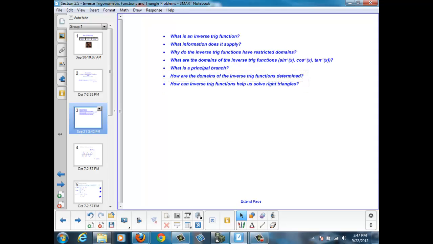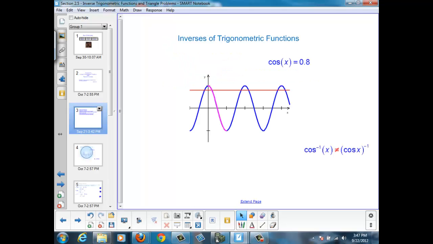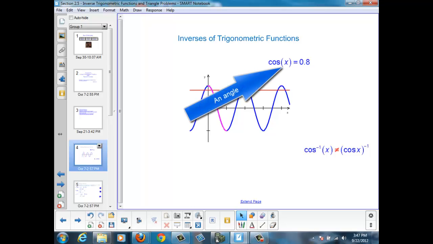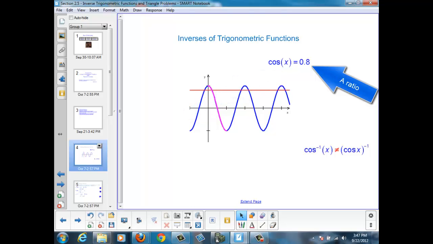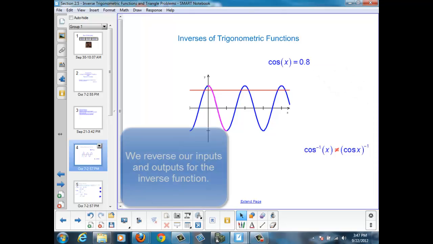Well, let's look at what an inverse trig function is. In a trigonometric function, we input an angle and our answer or output is a ratio. With an inverse trig function, we input a ratio and our output would be an angle, because we switch our input and output information in any inverse function.